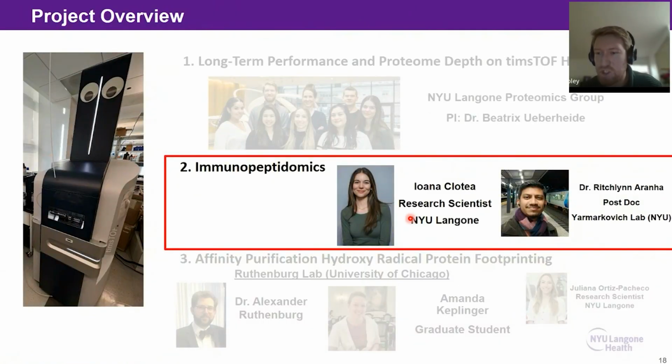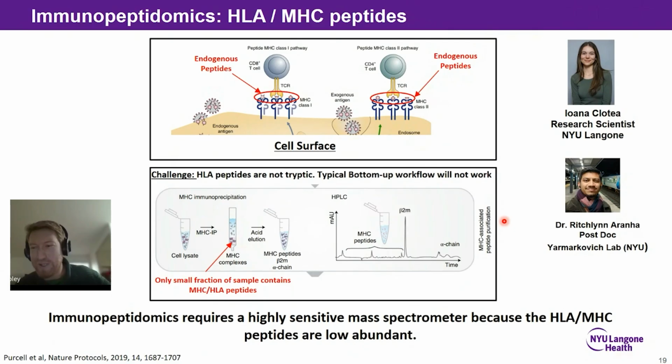Next, I would pivot away from proteomics and go into immunopeptidomics. Two of my coworkers, Iwana and Richland, both at NYU, take these projects over. And just to give some really surface level background on the importance of immunopeptidomics: it involves these HLA MHC peptides. These peptides are endogenous, so they're naturally occurring, and they appear on the cell surface. And this is basically what the T cell sees inside the cell and uses to assess how healthy or diseased it is.